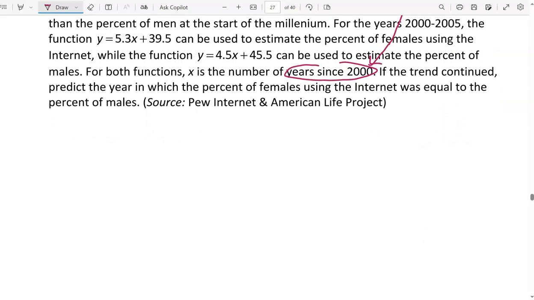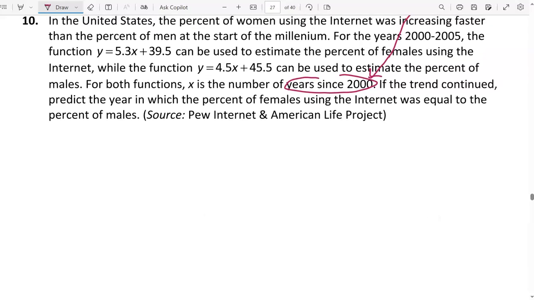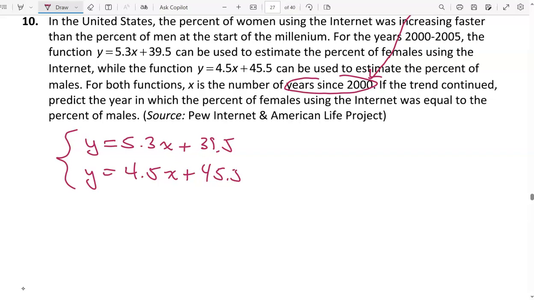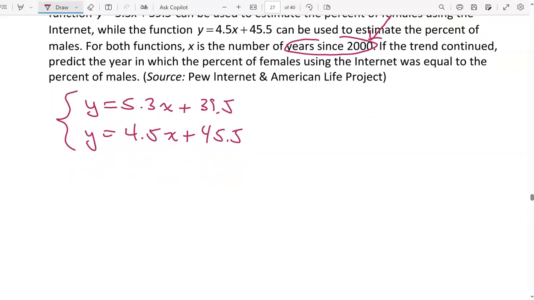If the trend continued, we're going to predict the year in which the percent of females using the internet was equal to the percent of males. So really our system of equations is already given to us. y equals 5.3x plus 39.5, and y is equal to 4.5x plus 45.5. We want to see the x and y that these two equations have in common. That is to say, what year were the y values equal. And so we can write that in standard form.